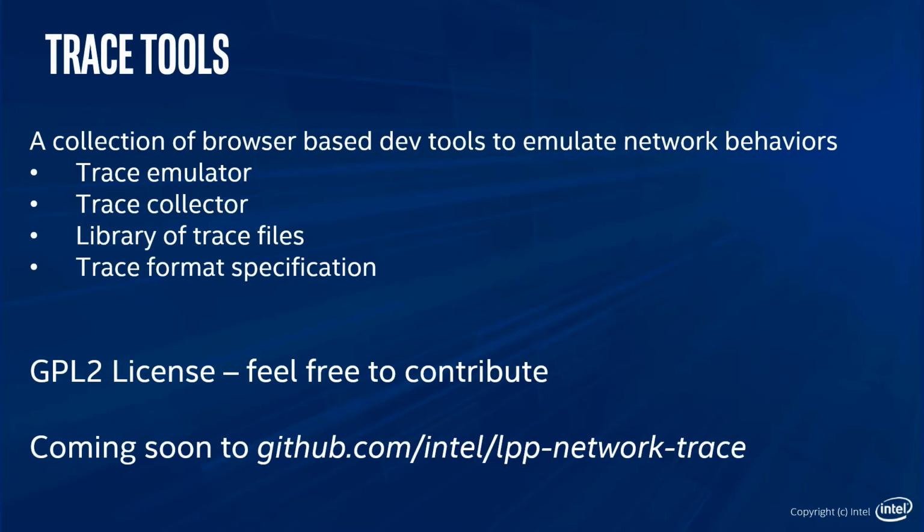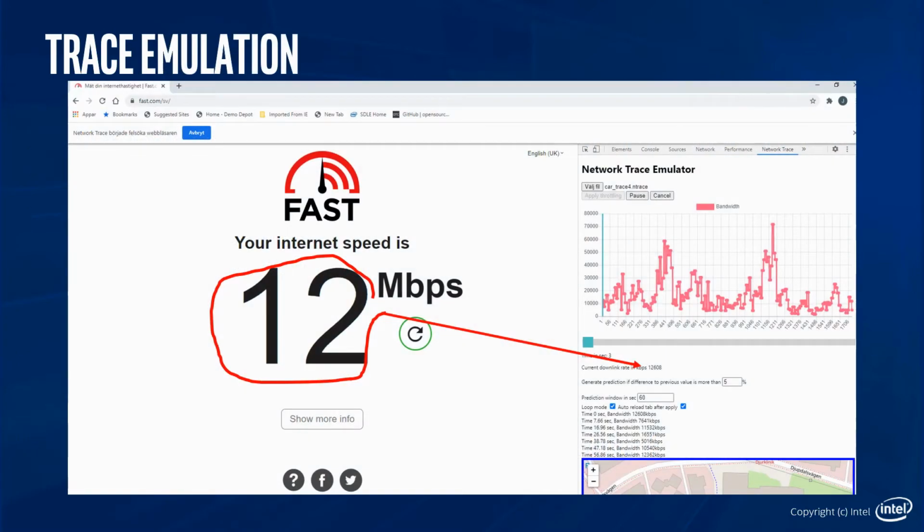But let's see how the emulator tool works. This is a dev tool extension and loads as such. You then pick the trace file, and in this case it is the car trace 4. And you can see here in the graph to the right how the download bandwidth varies, as well as an optional map with the GPS position below.